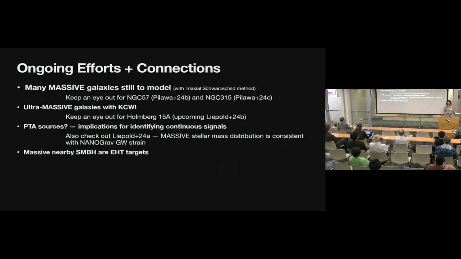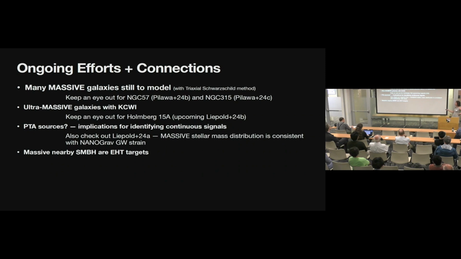connection. So I'll close out with some ongoing efforts and connections that we have in our work. Of course we have lots of additional massive galaxies that we still want to model. I'd mentioned that we have about 100 targets, and of those 100 targets, I think we've now reported mass measurements on 3 of them, which leaves roughly 97 to go. So keep an eye out for a couple papers that are very close to being out.